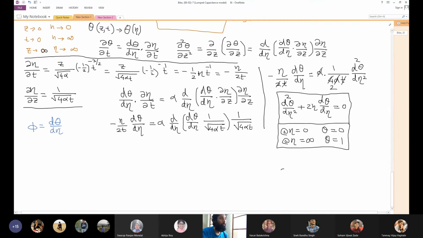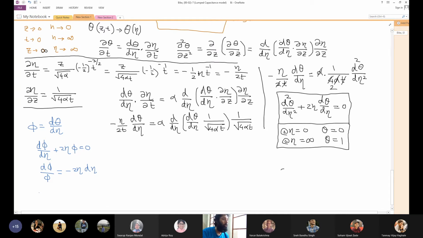d eta. So this equation then becomes d phi d eta plus twice eta phi. So that is variable separable. So that becomes d phi over phi equals to negative of 2 eta d eta.